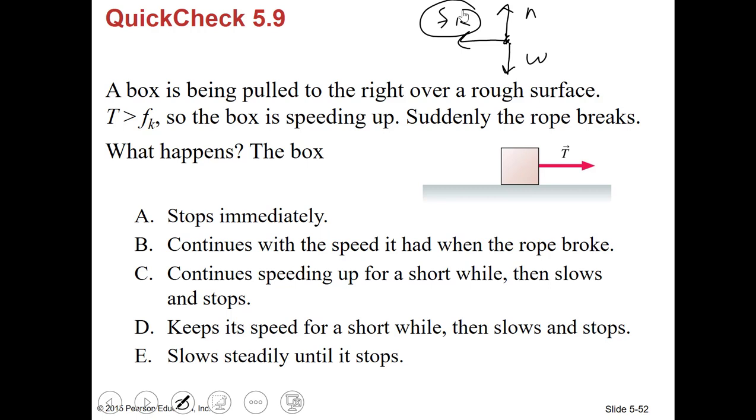So let's read through these. Stops immediately. No, it doesn't stop immediately. Continues with the speed it had before the rope broke. Well, for a split second, and then it slows down. Continues speeding up for a short while. No, as soon as the rope breaks, it's not speeding up anymore. Keeps its speed for a short while, then slows down. I guess it depends on what you mean by a short while. It doesn't do that. It immediately starts slowing down. So it's not this. Slows steadily until it stops. So it's got to be E, right, based on that free body diagram.